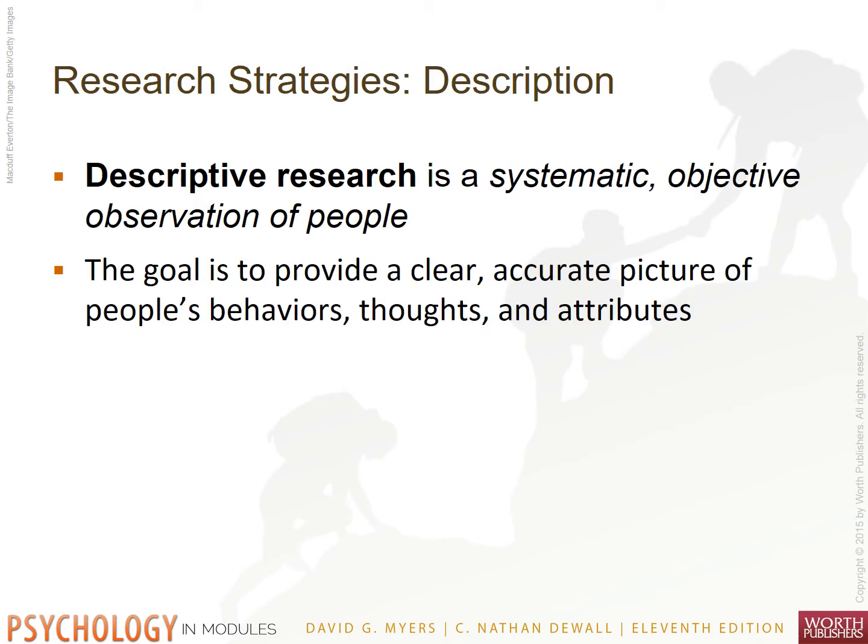Descriptive research is a systematic, objective observation of people. The goal is to provide clear, accurate pictures of people's behavior, thoughts, and attributes. It's also referred to as qualitative research, and we generally produce a written description of people's behaviors or their thoughts rather than numerical data. Numerical data is referred to as quantitative, and quantitative data is not part of descriptive research. It's part of survey research and a lot of experimental research.